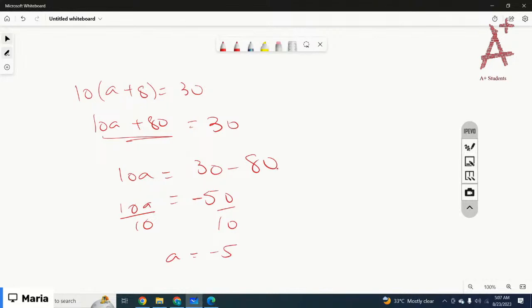You have to verify. Let's replace a with negative 5. So it would be 10 times (negative 5 plus 8). 8 minus 5 is 3, so it would be 10 times 3. 10 times 3 is 30, and 30 equals 30. So it is verified.